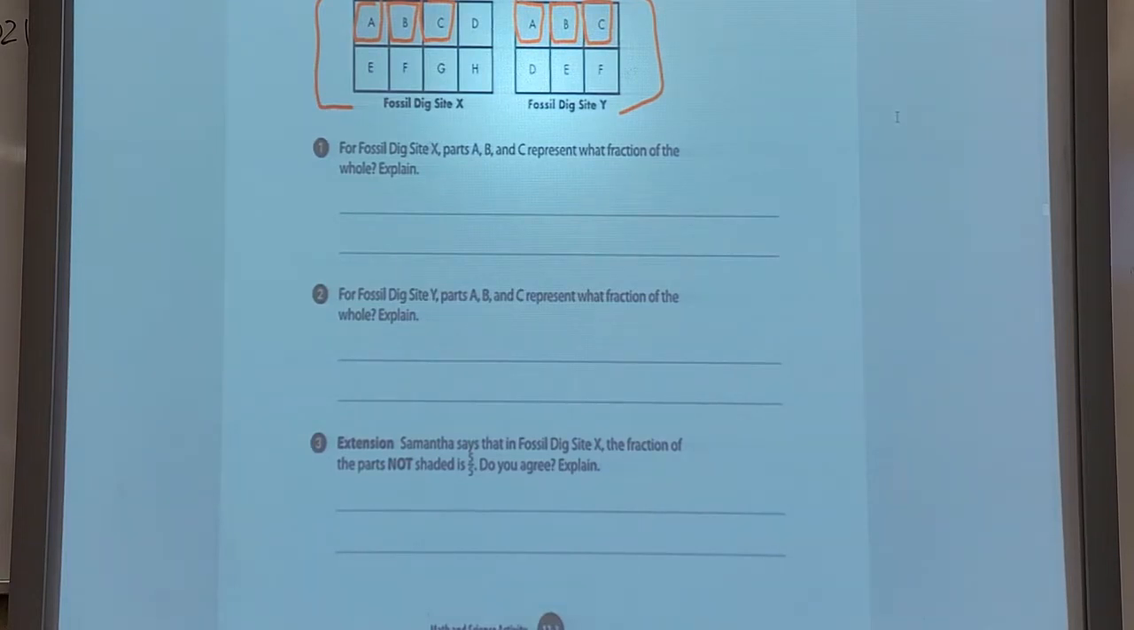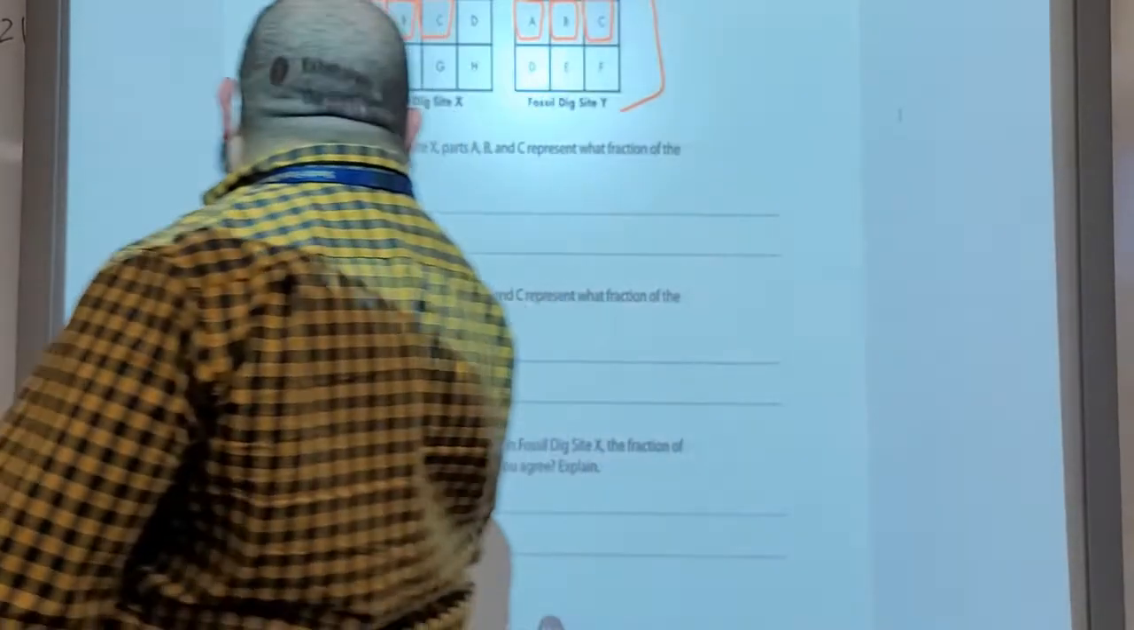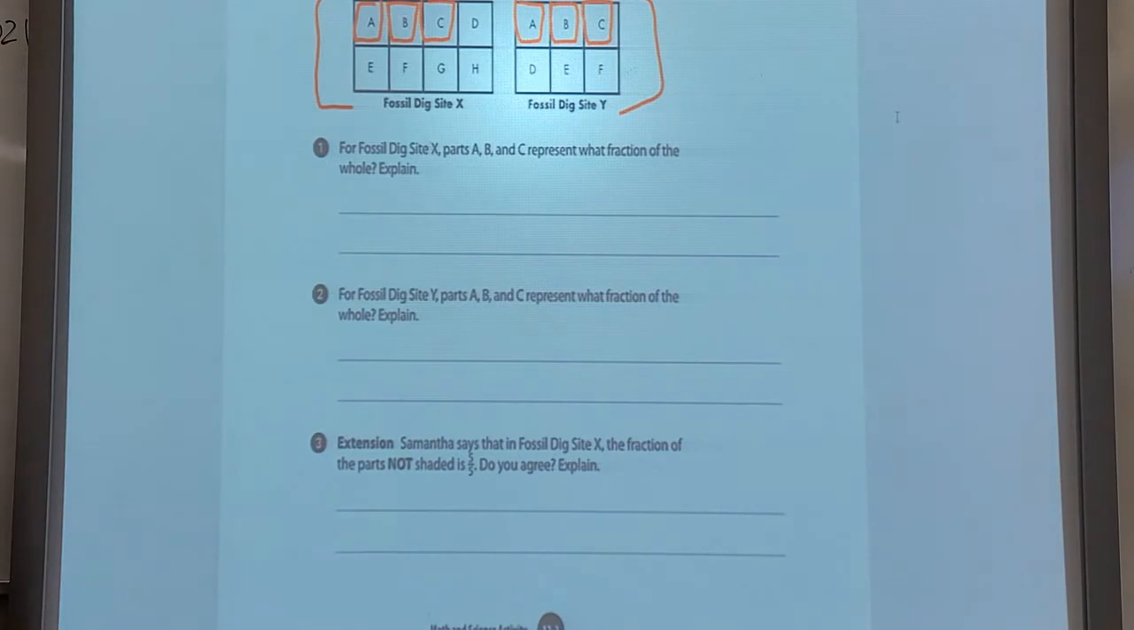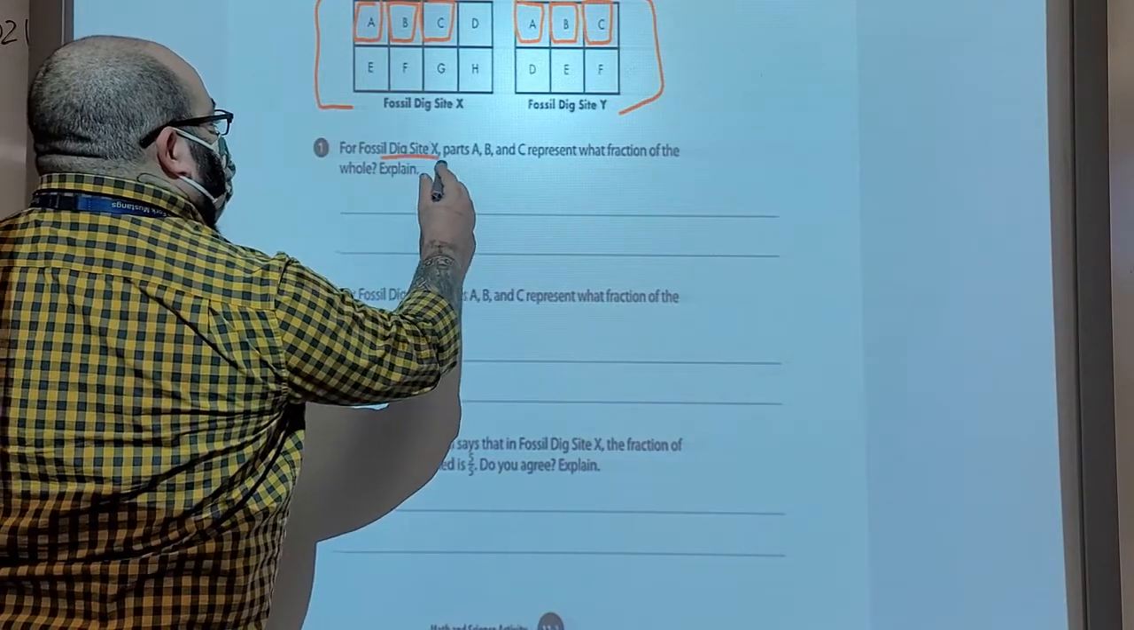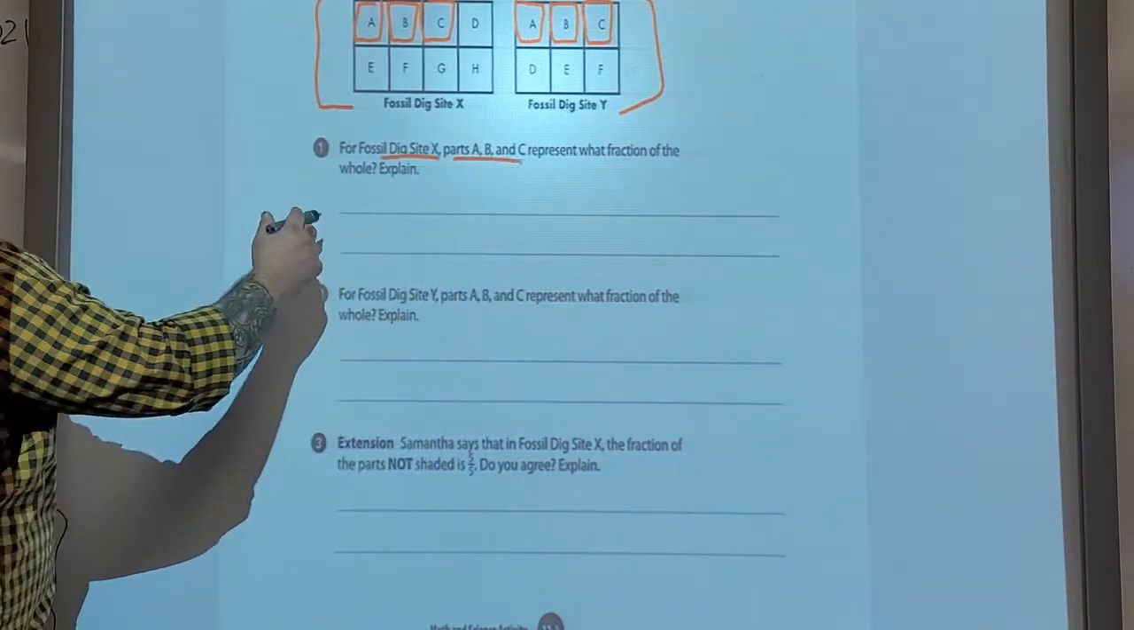So, now, first question. Oh, Heston, question. Yes, go ahead. First question is, for fossil dig site X, parts A, B, and C represent what fraction of the whole? Parts A, B, and C represent one fraction of the whole. So dig site X, parts A, B, and C, what fraction of the whole?